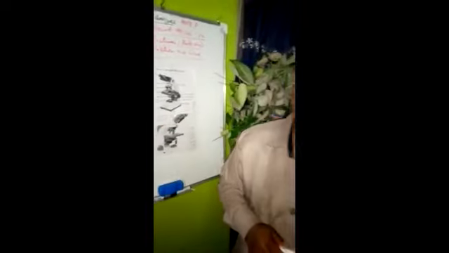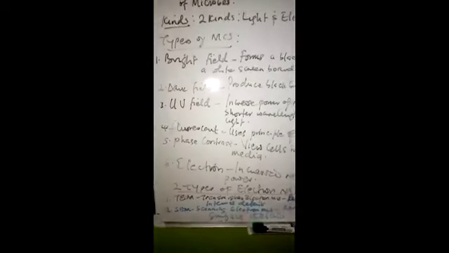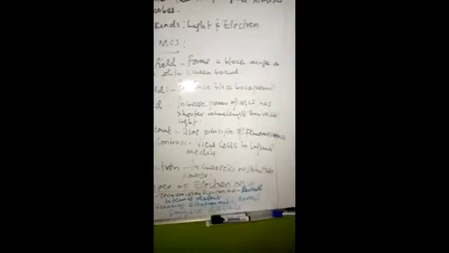Then we have fluorescent microscopes. They use the principle of fluorescence. Fluorescence is when light shines on a metal and the metal gives out light. That's fluorescence. So this microscope uses the principle of fluorescence to view tiny objects.